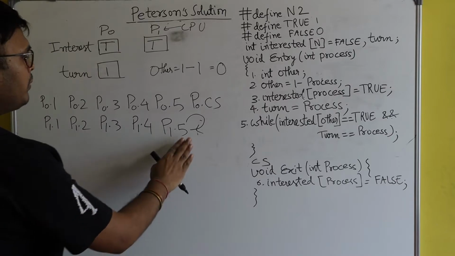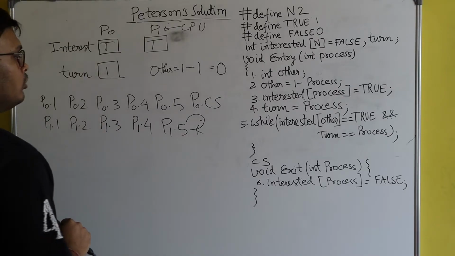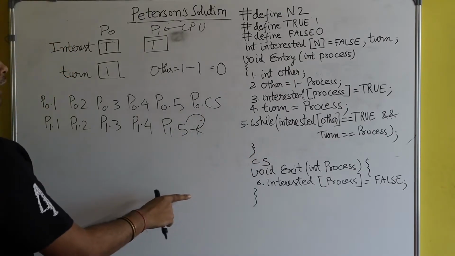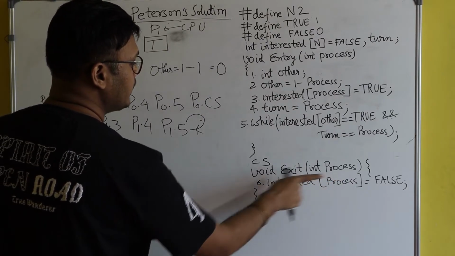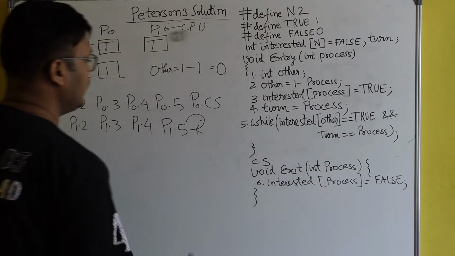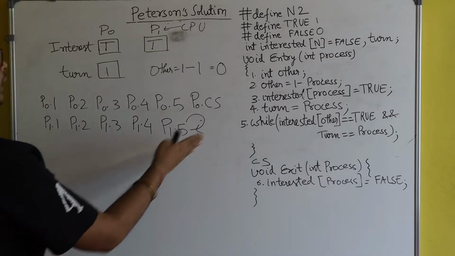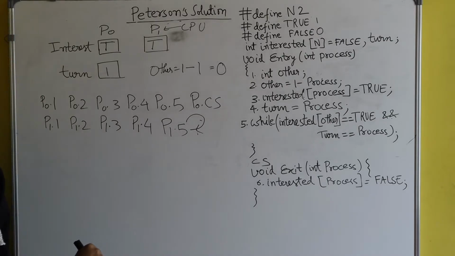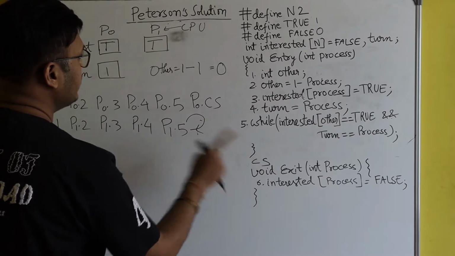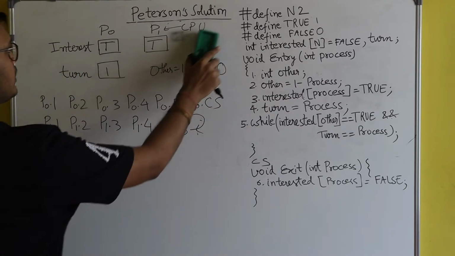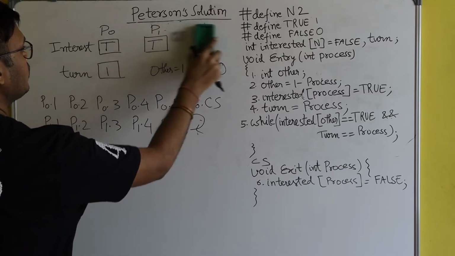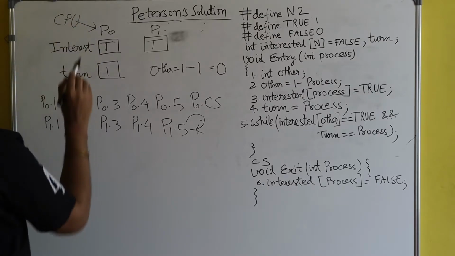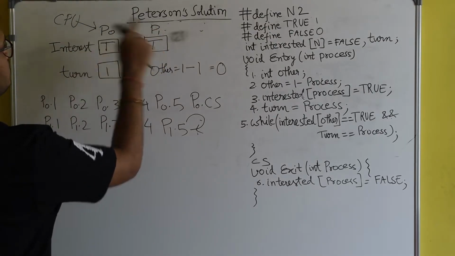So when can P1 enter inside the critical section? For that, P0 will have to come out from the critical section and execute this line number 6, this exit code. Let's see. Suppose the task of P0 inside the critical section is over. Now P0 wants to come out from the critical section. So for that P0 will run this exit code, and for that P0 requires CPU. So now CPU is given to P0 again. So there is a preemption and now CPU is with P0. So this time process is P0 and other is P1.